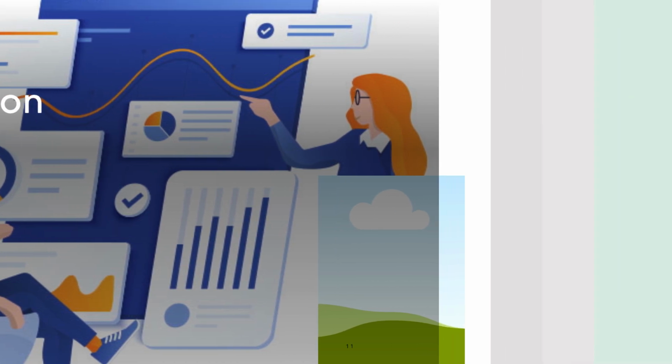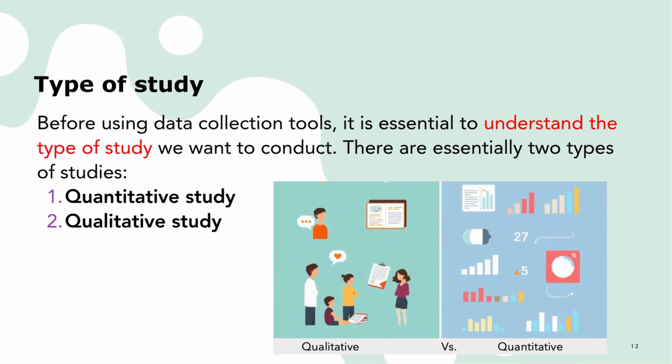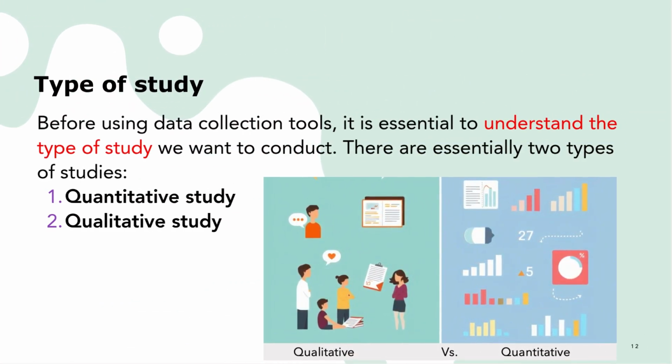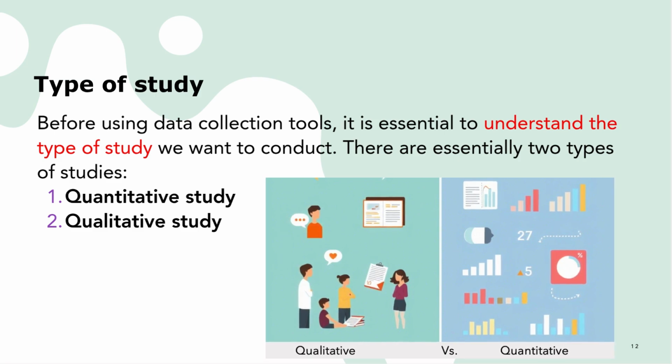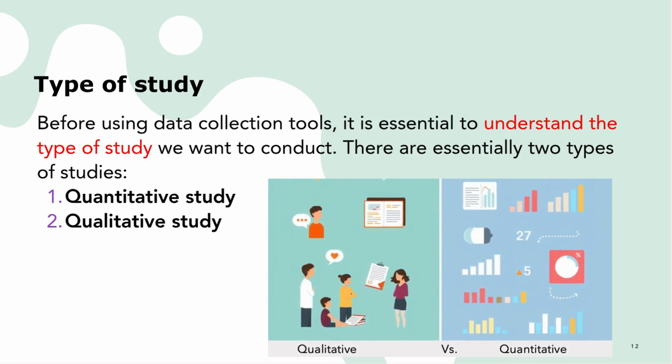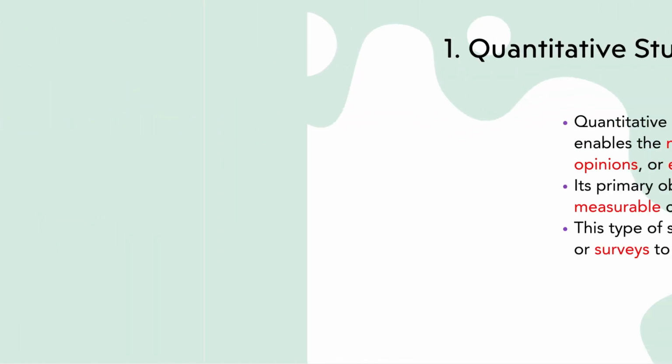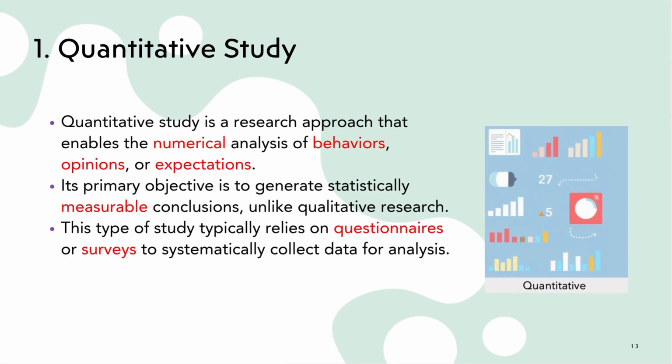Now that we've covered how data can be collected through census or sampling, let's move on to what is used to collect it, the tools. But before using data collection tools, it is essential to understand the type of study we want to conduct. There are essentially two types of studies, a qualitative study and a quantitative study. Starting with the first type, the quantitative study.